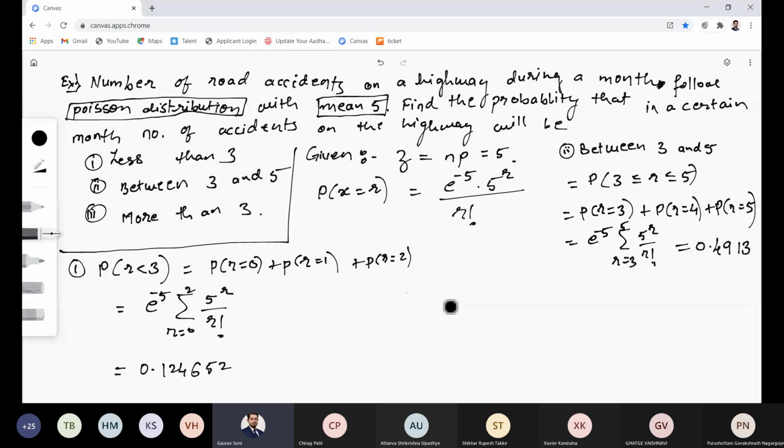Third one, probability of r greater than 3, which is 1 minus probability of r less than or equal to 3. So 1 minus e to the power minus 5 summation 5 raised to r by r factorial, r is running from 0 to 3.